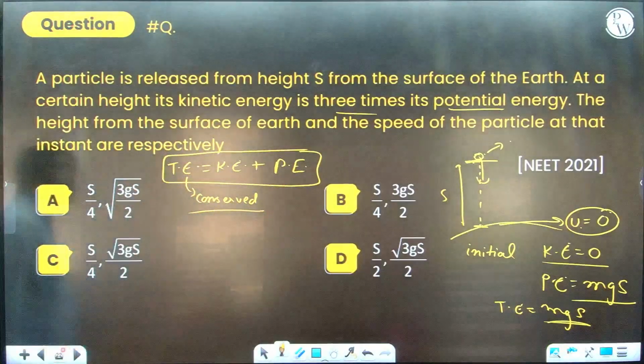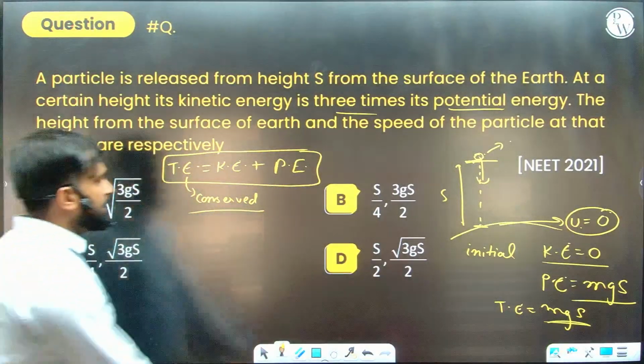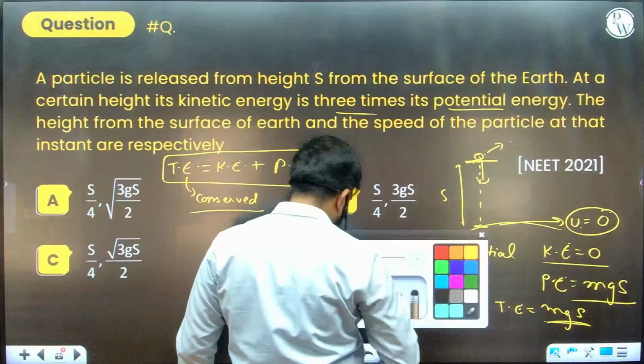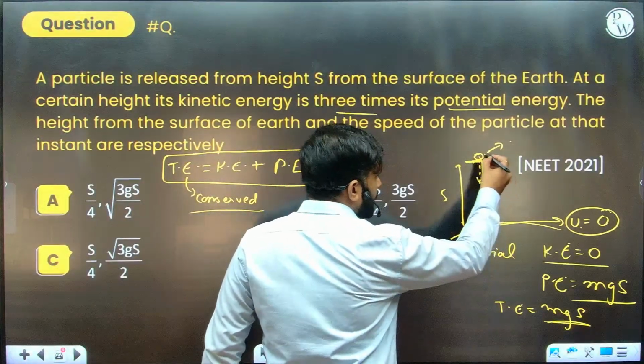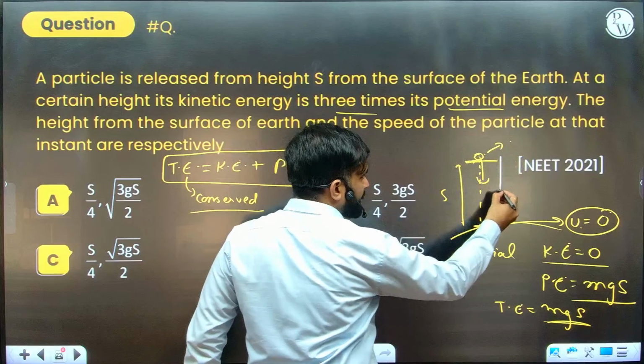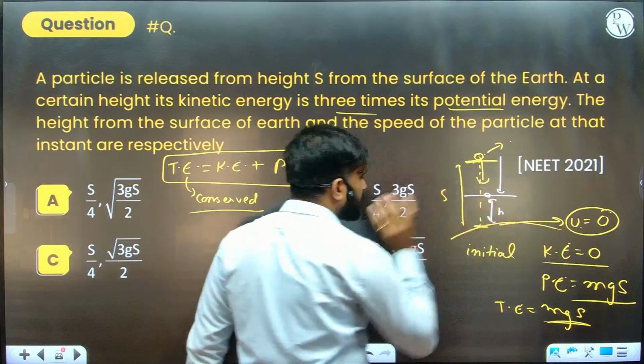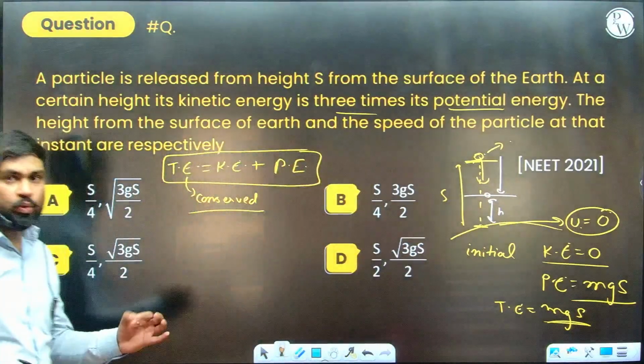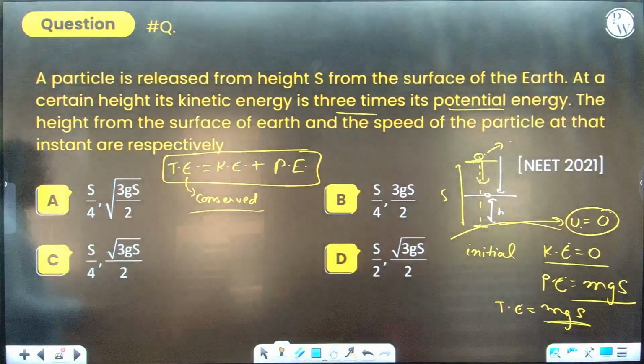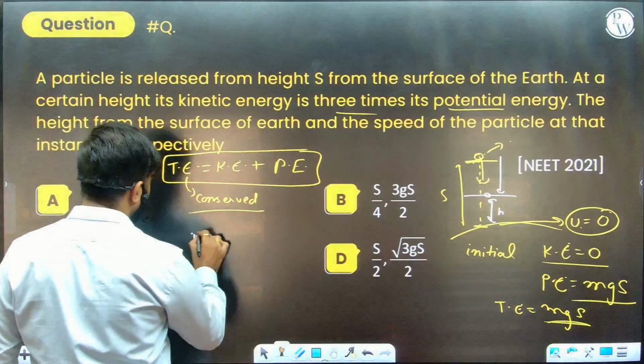Now what did they say? At a certain height, let's say it was falling downwards, it was coming from here and it went down and reached a point which was at a height h above the surface of the earth. I know the potential energy would have been mgh, correct? Potential energy would be mgh.